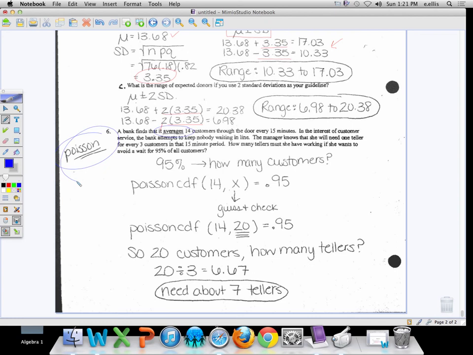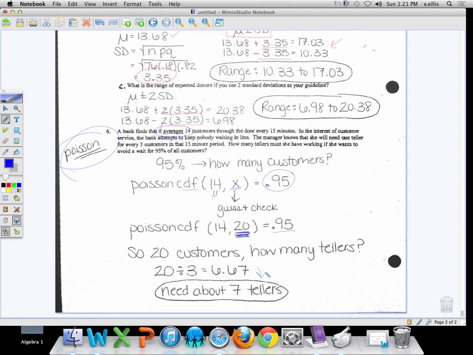Okay, so 95%, that is our goal. This one you actually have to work backwards. We know it's going to be Poisson and CDF. We know that our mean is 14, and we know our goal is 95%. That's a probability. So you have to kind of guess and check to find the X value that actually works. Now this does take a while. Eventually you will stumble upon the fact that 20 is the one that actually works here to give you a probability of 0.95. So we're looking at 20 customers. If you divide that by 3 tellers, you get 6.67. So about 7 tellers are necessary.